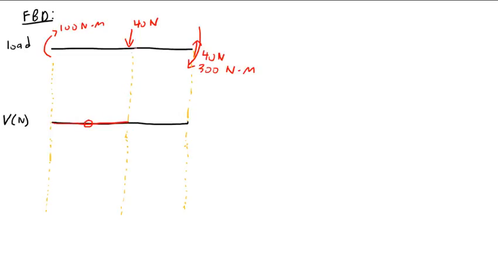Then this point force causes a 40 Newton drop. Negative 40 newtons. And then between here and here, it will be constant. And then this 40 Newton positive force will cause it to bop right back up. And that's it for the shear diagram.